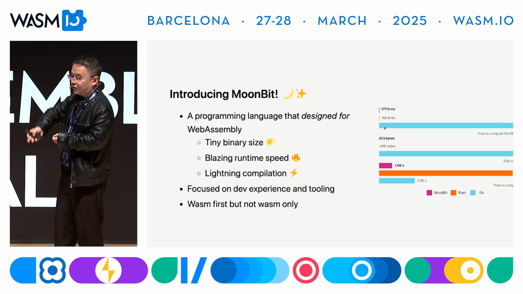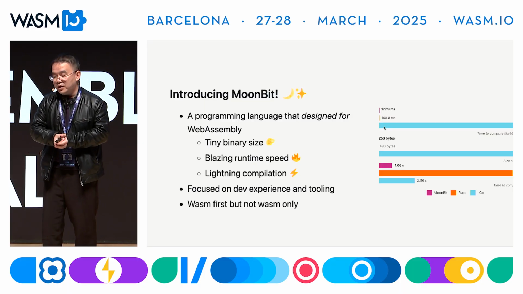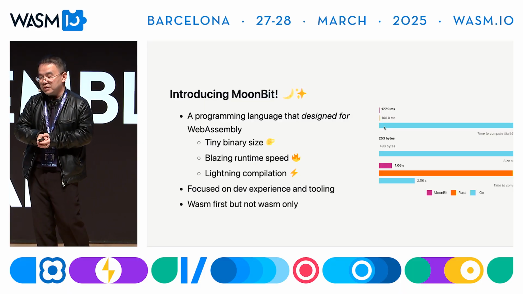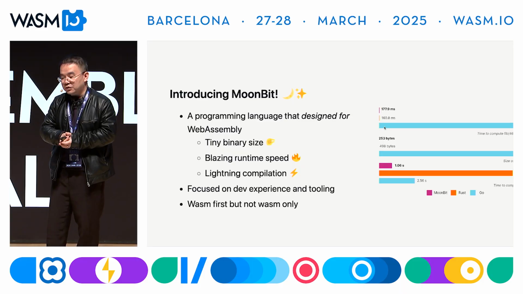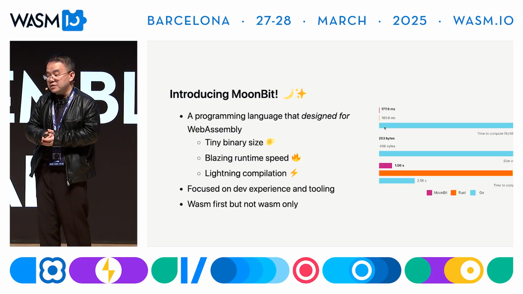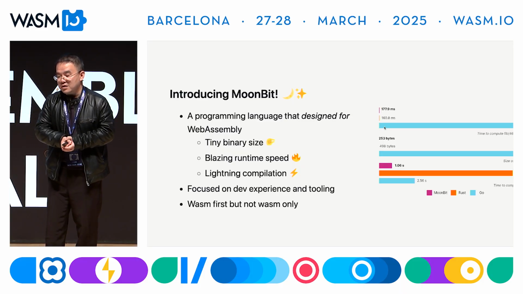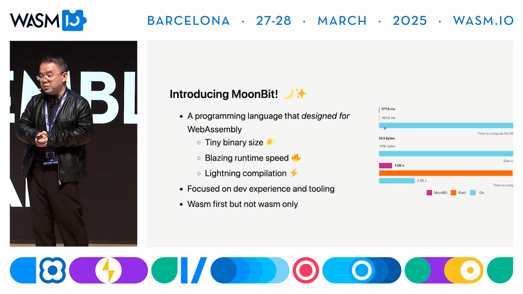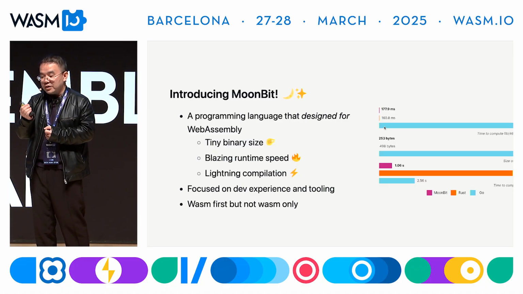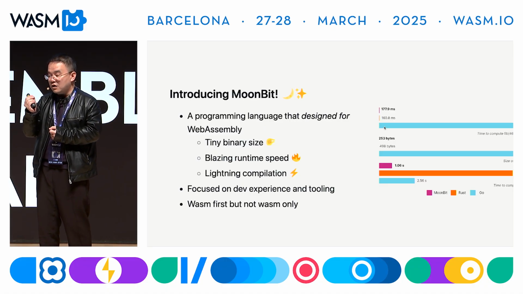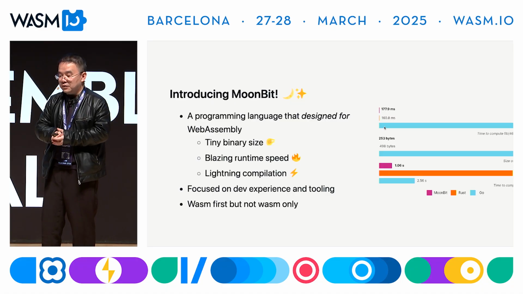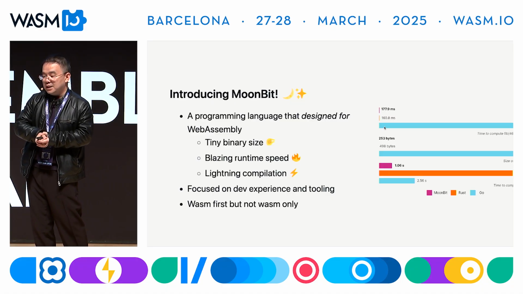So the right graph shows some key metrics when we announced MoonBit. The first metric is the running time. MoonBit is close to Rust, slightly slower than Rust, but much faster than Go. And for the output size, MoonBit generates half the size of Rust, much smaller than Go. And for the compiling time, actually, it's also the fastest one.